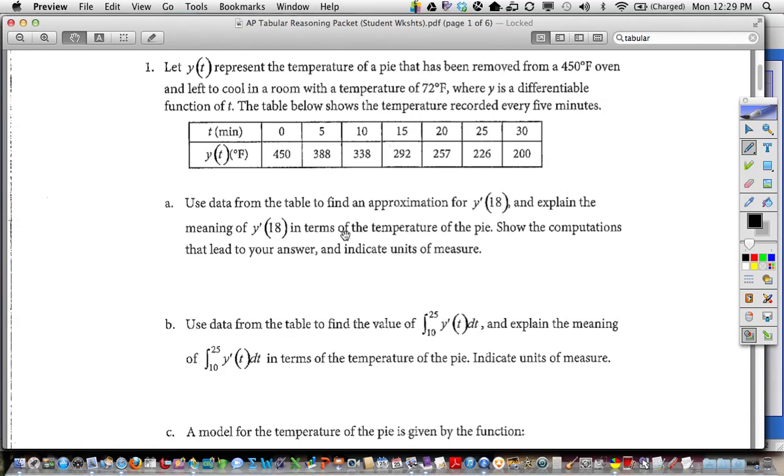Okay, first thing I want to do is look at the packet. If you would look at that, please, the first page of this. Now, we've got these tables of data.